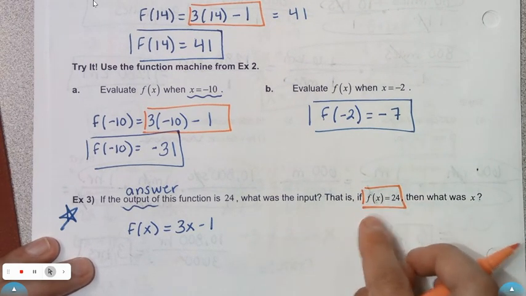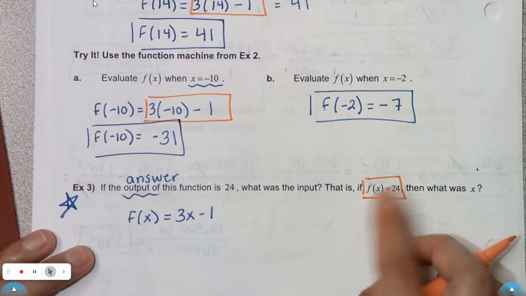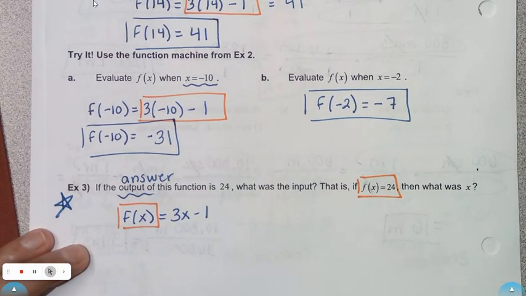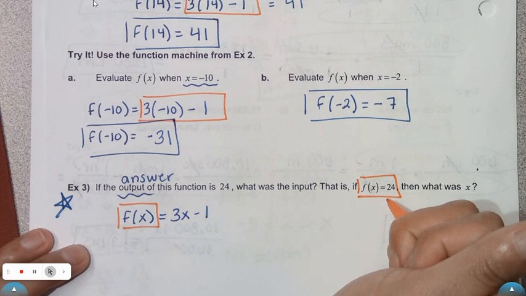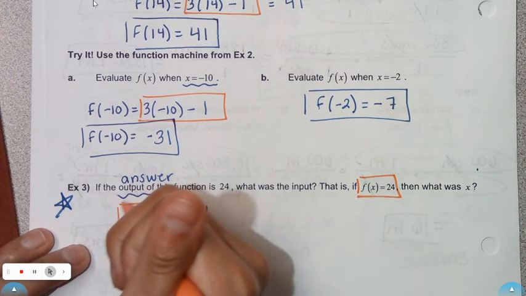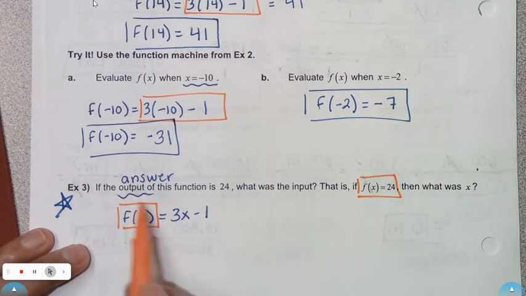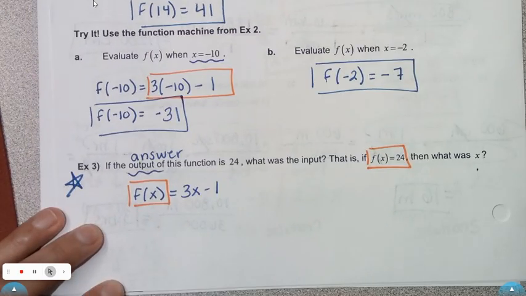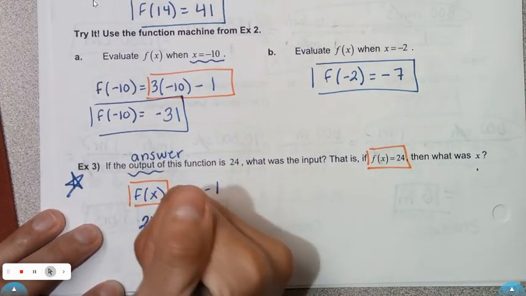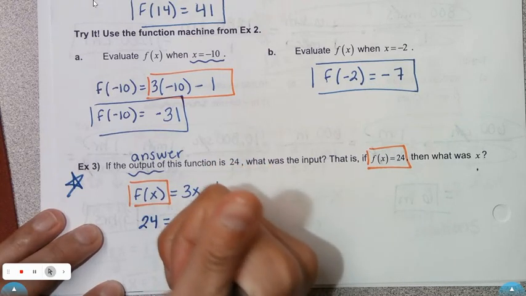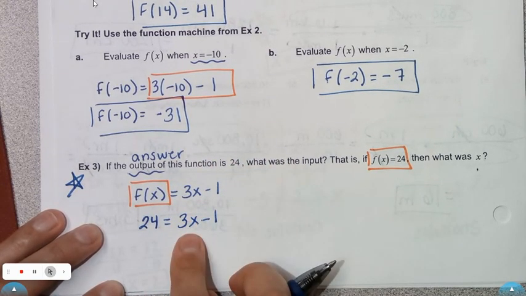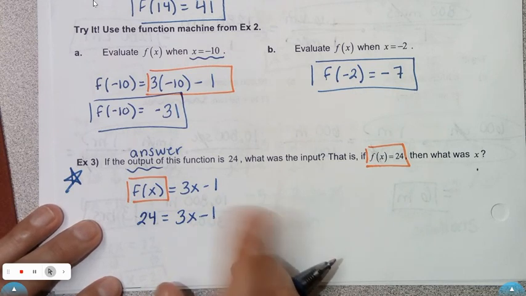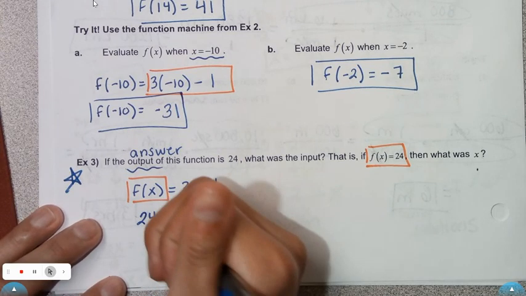So I'm going to look for the letters f of x, so f and x, and I see them right here. What I'm doing is I'm plugging in this 24 in the spot for both of those letters. This is my answer. So I'm taking out those letters and I'm plugging in 24. Everything else will stay the same. I'm going backwards. I'm trying to figure out what my input is. And then from here, I just solve for x.